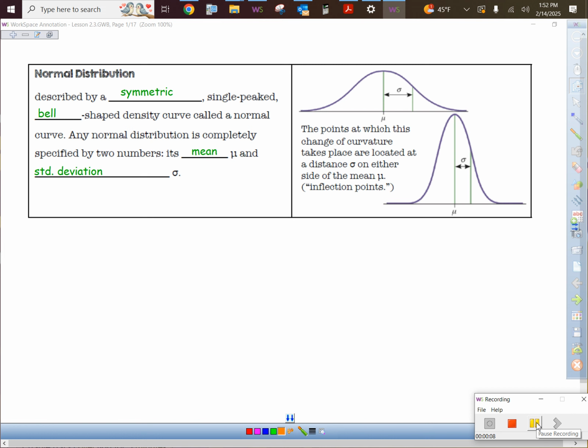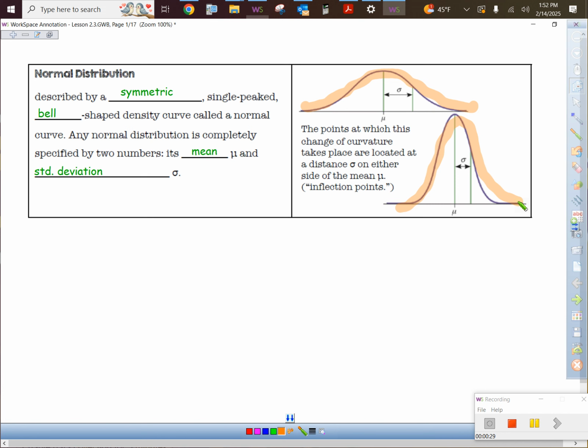Normal distributions make this bell curve right here. You'll hear a bunch of statisticians call it the bell curve. It just kind of looks like one of those old-fashioned bells that people ring. And it has to be symmetric. It's bell-shaped, and it has two main numbers.